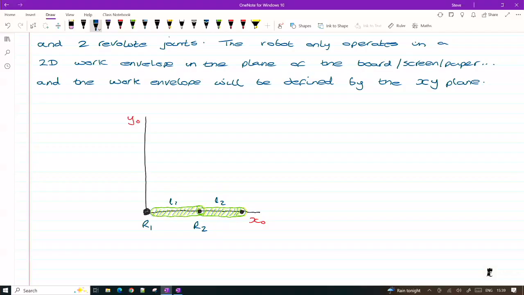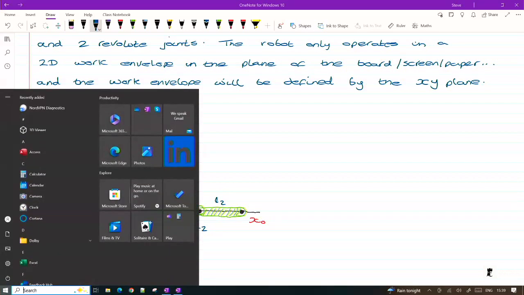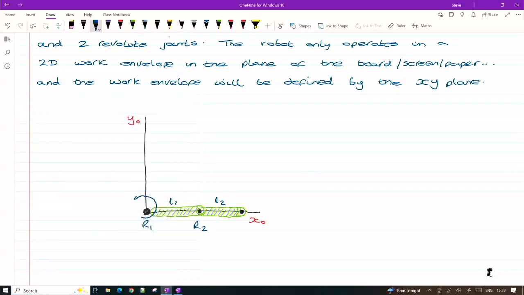What's the positive direction of rotation for link 1? We have one for counterclockwise. Any difference of opinion? We'll go with that then. Excellent. So that is our theta 1, that's our joint variable, and likewise for the second joint, theta 2, and that's our second joint variable.